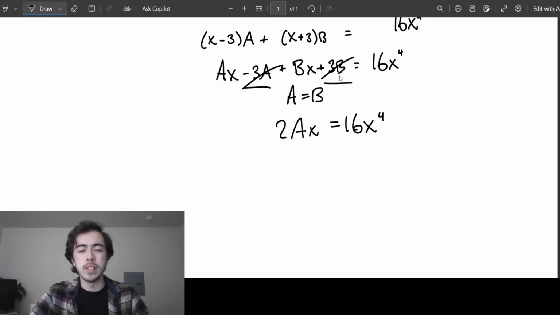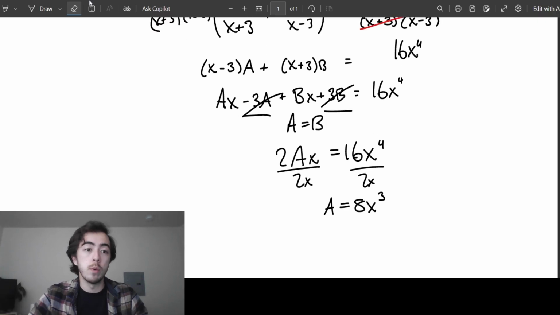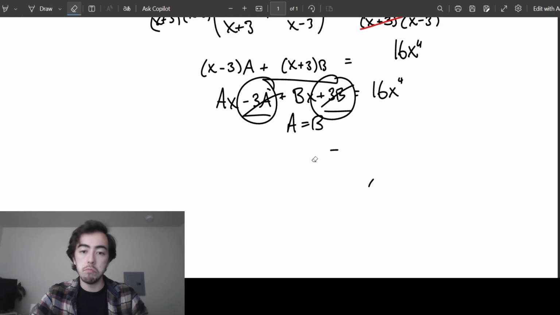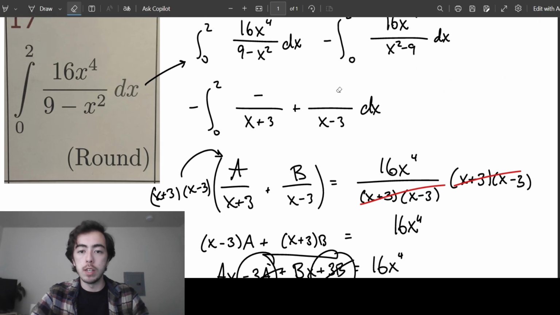And I guess the whole point is isolating a. So if I divide both sides by 2x, a is going to be equal to 8x cubed, which is the same thing as b. And then that would work out, right? Because these would both be like, what, 24x cubed. And so those 2 terms would cancel out with each other. So that's cool. Both a and b are going to be 8x cubed.